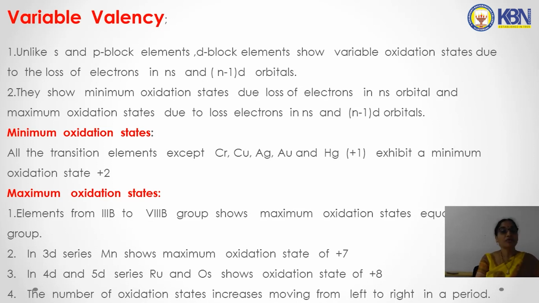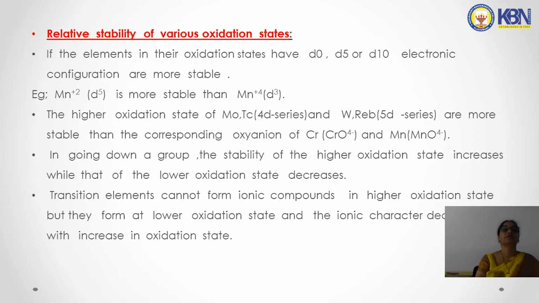And also you can see the maximum oxidation state. Elements from group 3B to 8B show maximum oxidation states equal to the group number. But in the 3d series, manganese shows the +7 oxidation state. In the 4d series, ruthenium exhibits a maximum oxidation state of +8. In the 5d series, osmium exhibits a maximum oxidation state of +8. The number of oxidation states increases moving from left to right in a period.